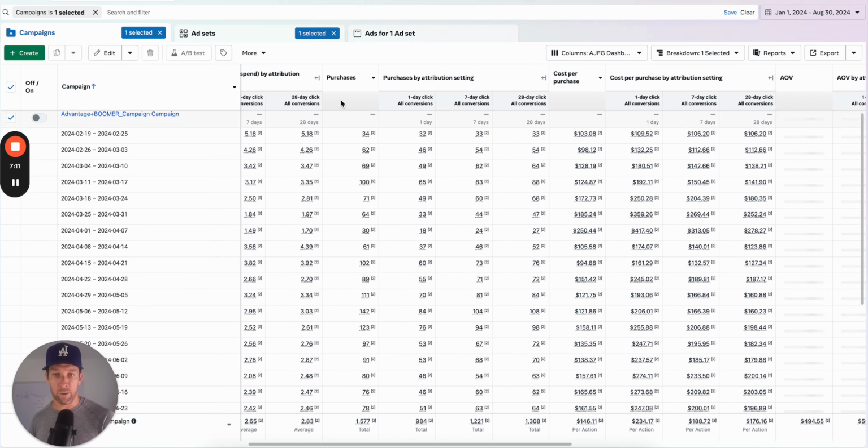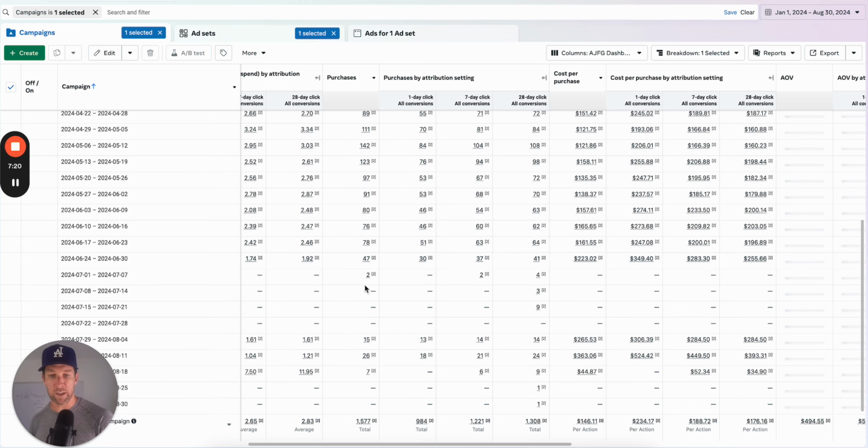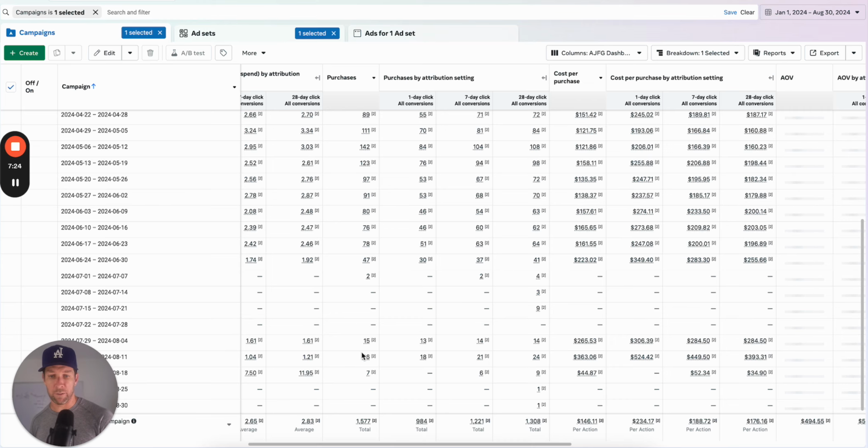in the purchases level, same thing. This is 7-day click and 1-day view purchases. What you'll see is 34, 62, 69, up to 100. At the peak, you got 140 purchases, but down here, you've got 76, 78, until eventually it gets turned off, gets turned back on down here.